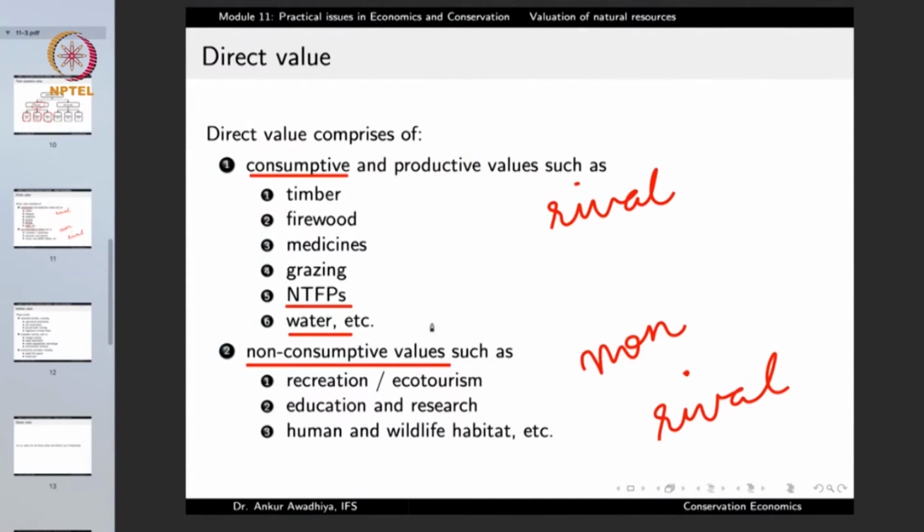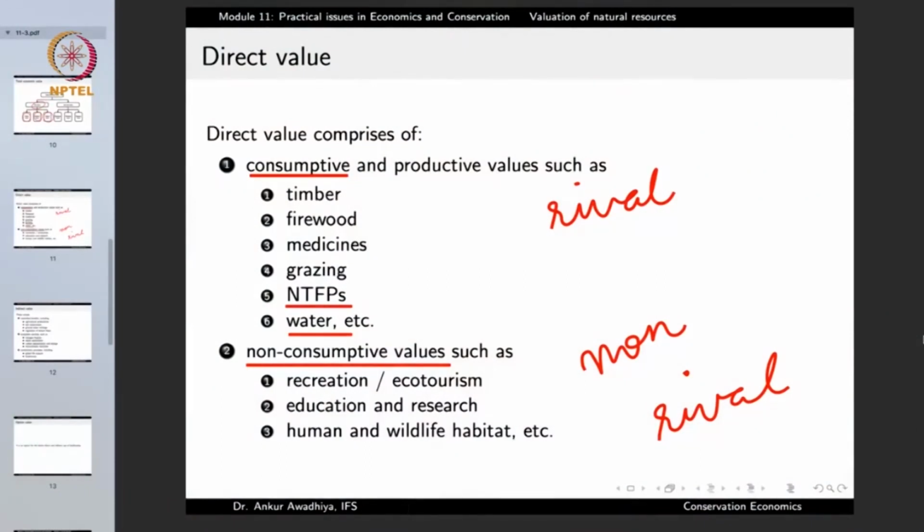Non-consumptive values include things like recreation or ecotourism. Now, in the case of recreation or ecotourism, it is non-rival in consumption, which means that if I go to the forest and if I watch a tiger and I feel happy about it, here I'm using the forest to see a tiger. So this is a use value, and I'm directly using the forest. So this is a direct value. But when I see the tiger, it does not reduce the value of the tiger. So when you see this tiger, the quantity or the quality of the tiger has not gone down because I have seen it before. So this is a non-consumptive use.